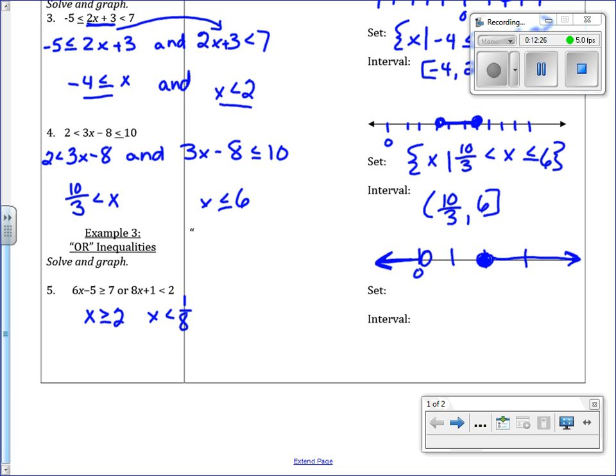Okay, so now that we have this, I'm going to say my set notation, x such that, and I'm going to start with my lower one. So x less than 1/8 or x greater than or equal to 2.